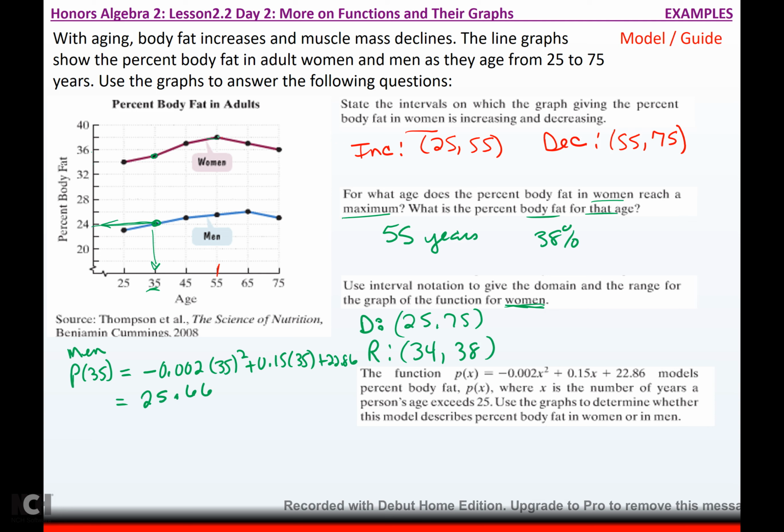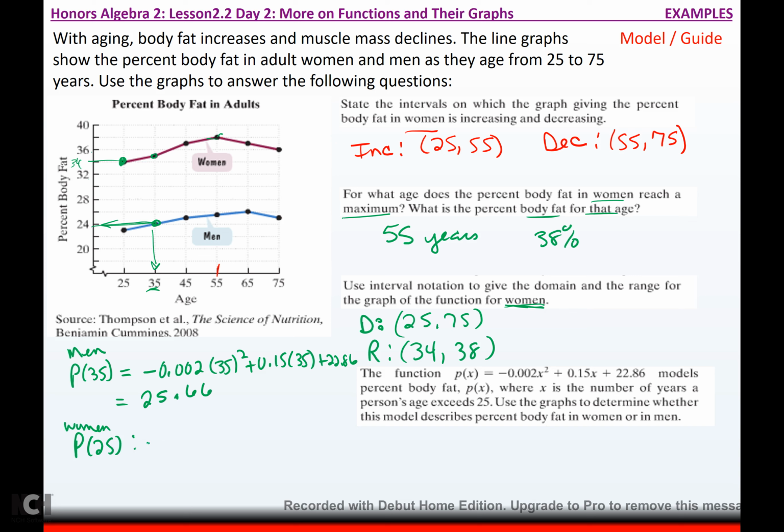I'm going to pick this point. Now I'm going to pick this point for women because it's easy to read. So I'm going to try p of 25 in my women. I'm using the women's point on the women's graph. Goodness. And we'll see if I get 34. If it's closer to 34, then women win.